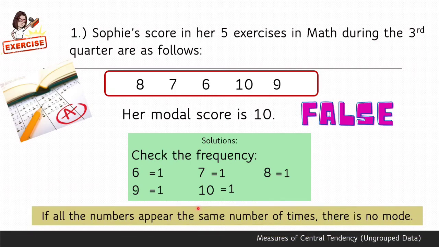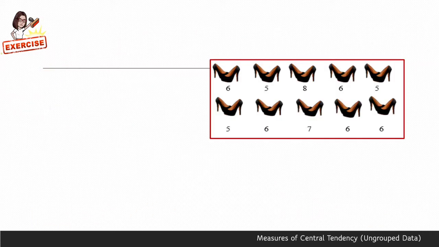If this happens, if all the numbers appear the same number of times, then there is no mode. So that's why this statement is false. The mode is not 10, but instead there is none. I hope you get it.